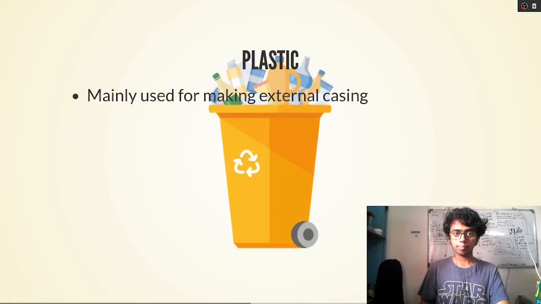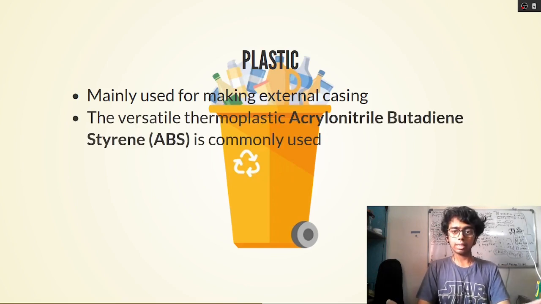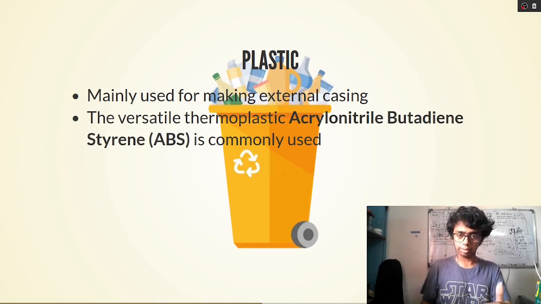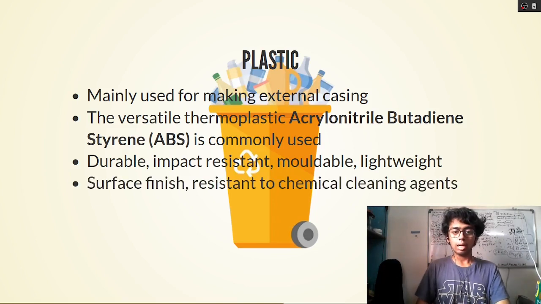And there's plastic. Plastic, as I said, is used for making the external casing of the display, and usually ABS, that is acrylonitrile butadiene styrene plastic, is used. That's because it's easily moldable, very lightweight, and also durable and tough, so it doesn't crack or break easily, and it is impact resistant. And you can add good aesthetic surface finishes to it.